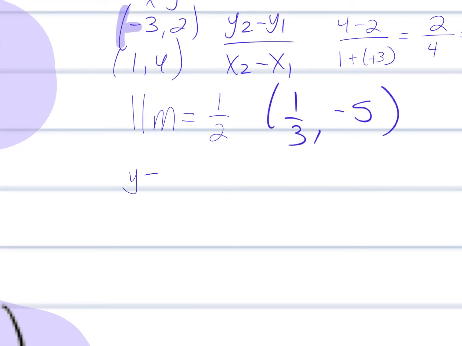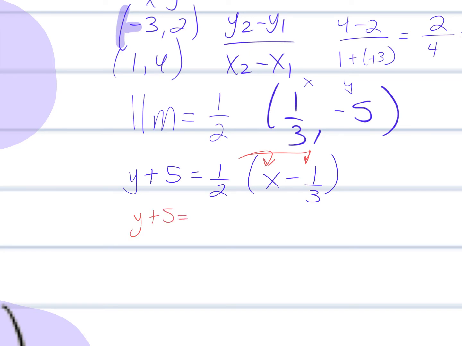So y minus, what is my y value? Negative 5. So y minus the negative gives me plus 5 equals 1/2, which is my slope, times x minus 1/3. Same thing. What do I do with the 1/2? Distribute, right? So y plus 5 equals 1/2 x. What's 1/2 times negative 1/3?